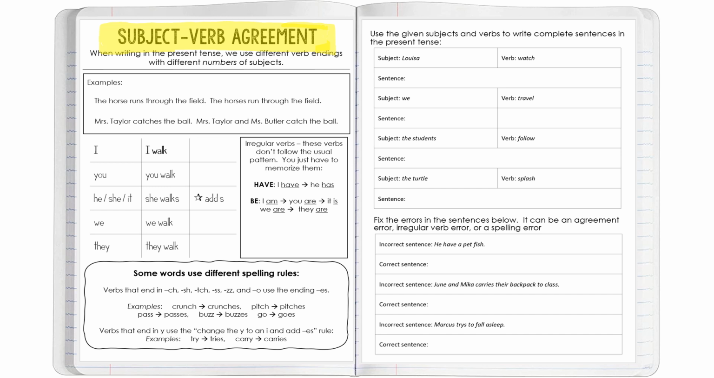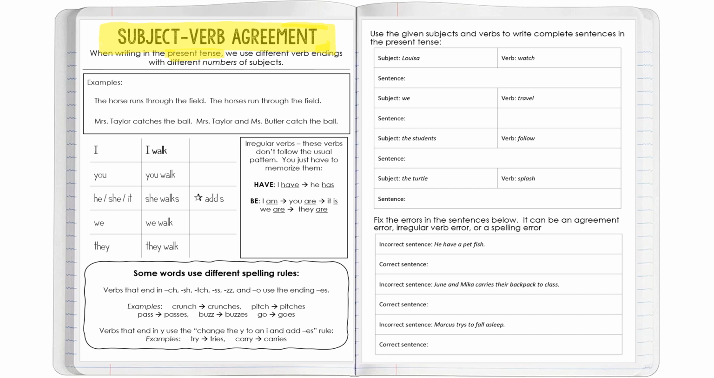The big idea here is that when we are writing in the present tense, meaning you're talking about what somebody is doing right now, we use different verb endings with different numbers of subjects. So we're going to explore what that looks like. To start, I have some examples that are done correctly. So if I look here, I see the horse runs through the field. The horses run through the field. Depending on what subjects I've got, the way I write my verb changes.